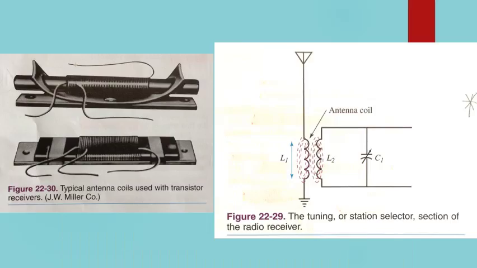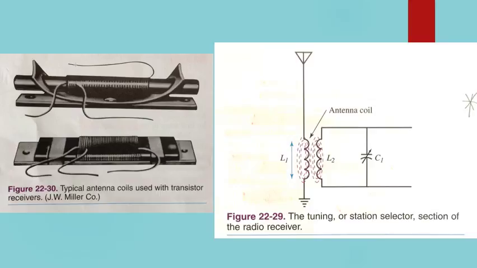Examples of coils are drawn in figure 22-30. A tank circuit is formed from L2 and variable capacitor C1. The resonance of the tank circuit is changed by adjusting C1. When the resonant frequency of the tank circuit is the same as the incoming signal, high circulating currents develop in the tank. In other words, the tank circuit can be adjusted to give peak response for only a single frequency.